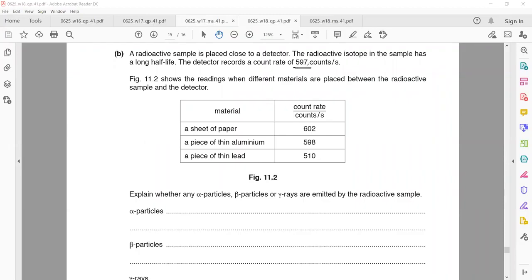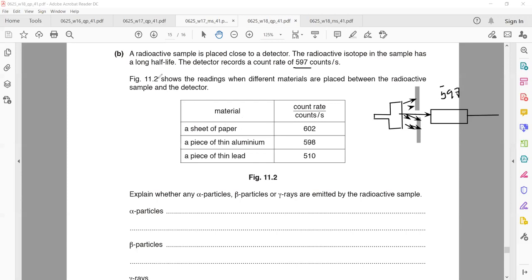A detector records 597 counts. So we have a detector and a source is placed in front of this detector. Normally we collimate the source. Collimate means we place a thin sheet of lead so that radiation can pass only in one way. So the counts recorded by the detector are 597.